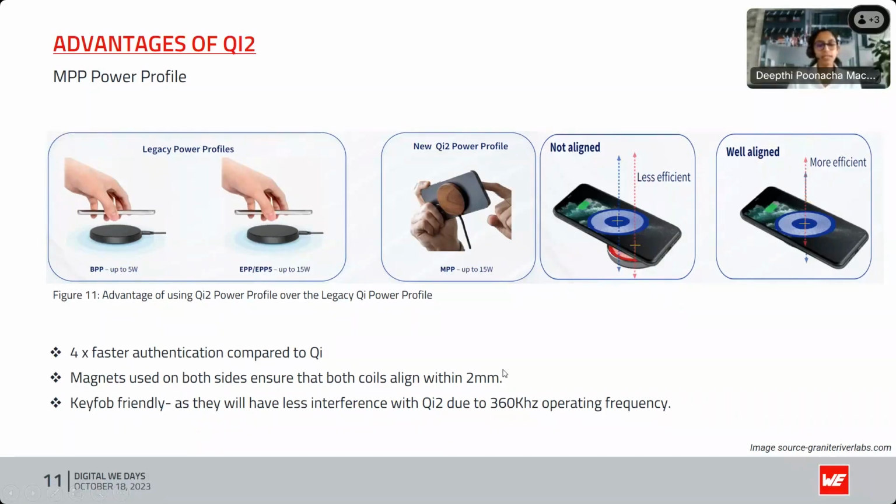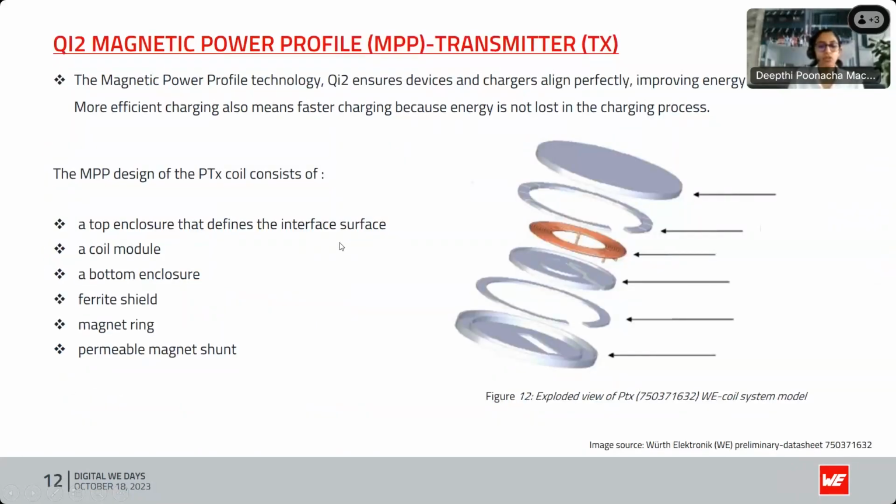So as you can see, the Qi2 profile has a lot of advantages compared to the legacy power profile. So how does a coil defined or designed with the Qi2 specification look like?